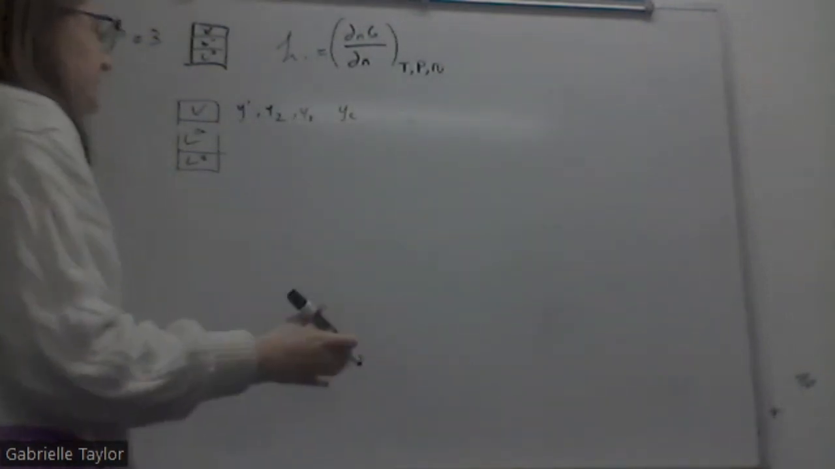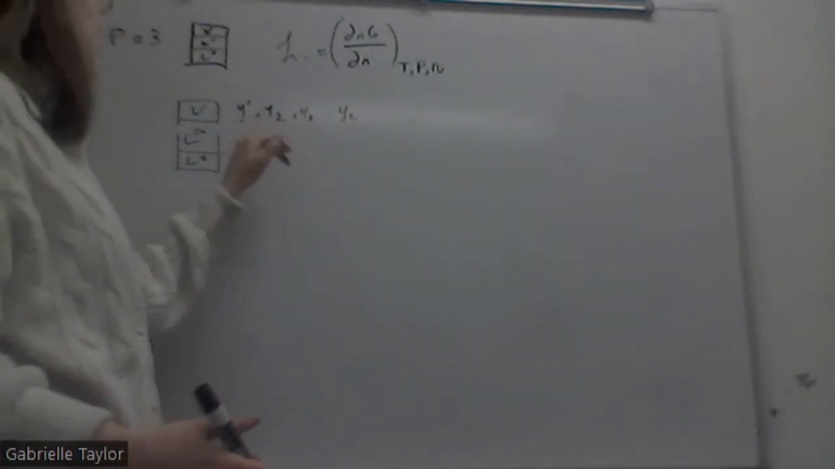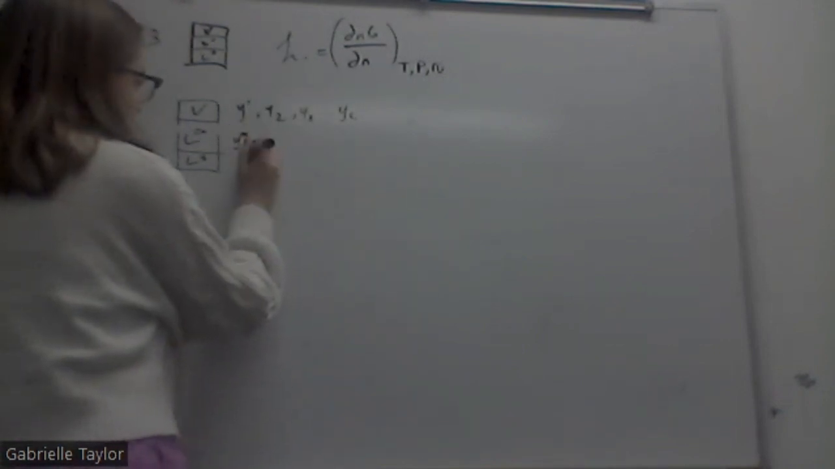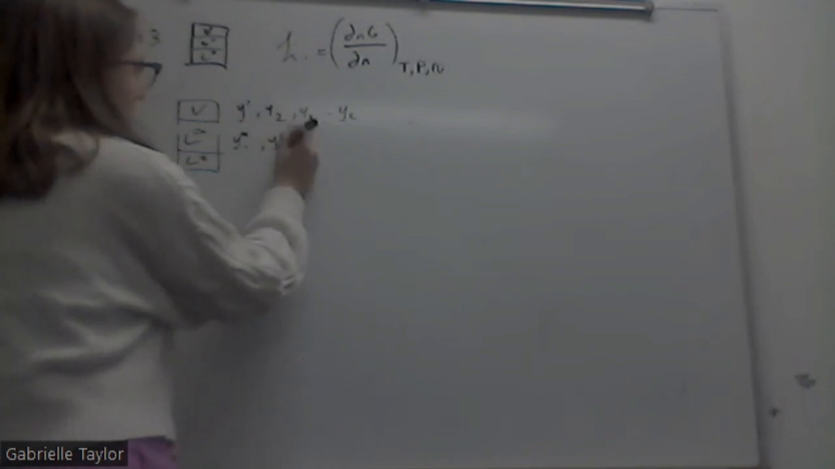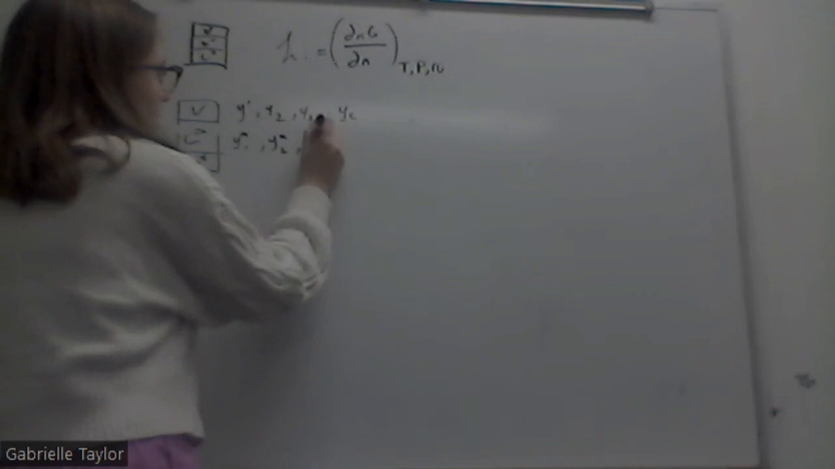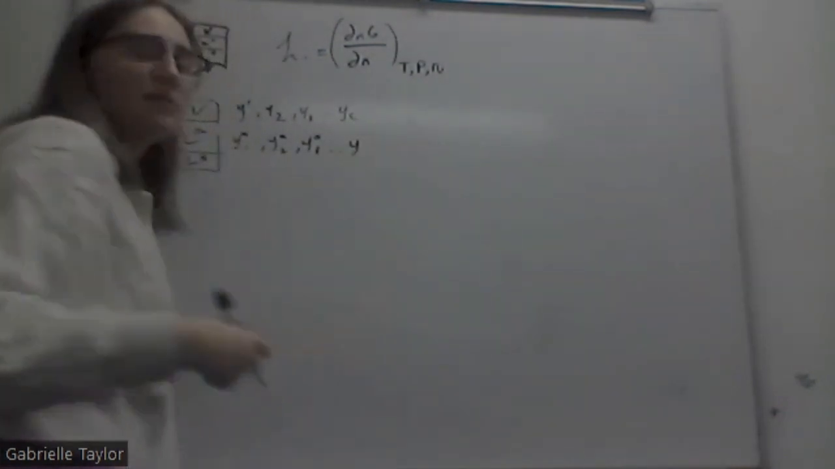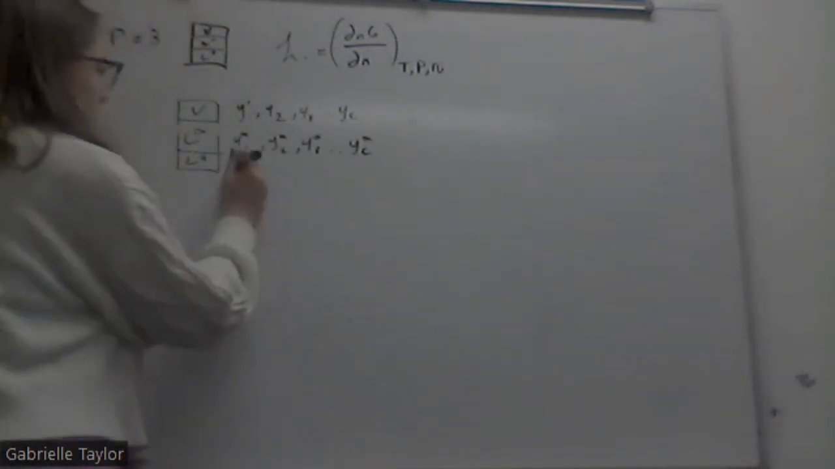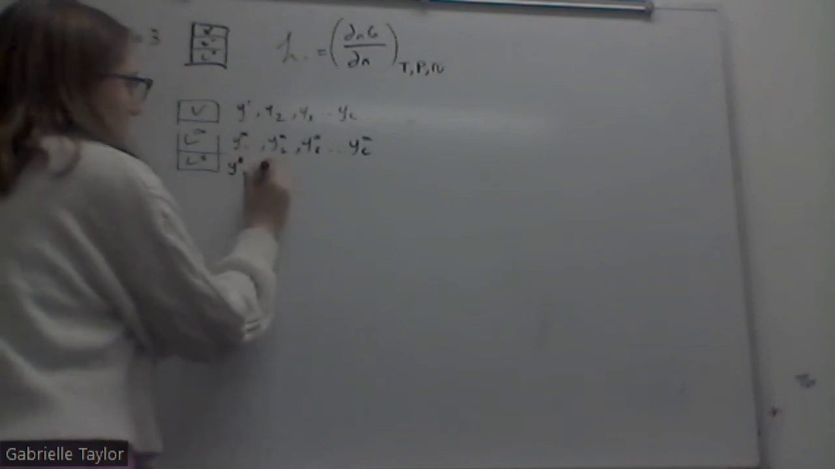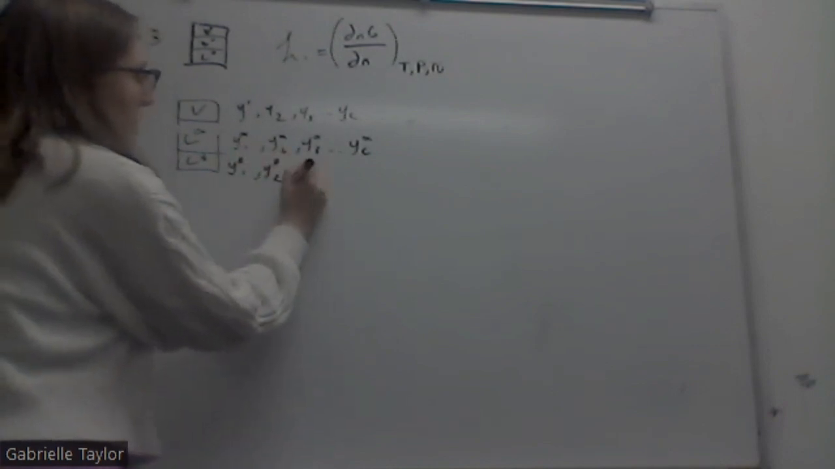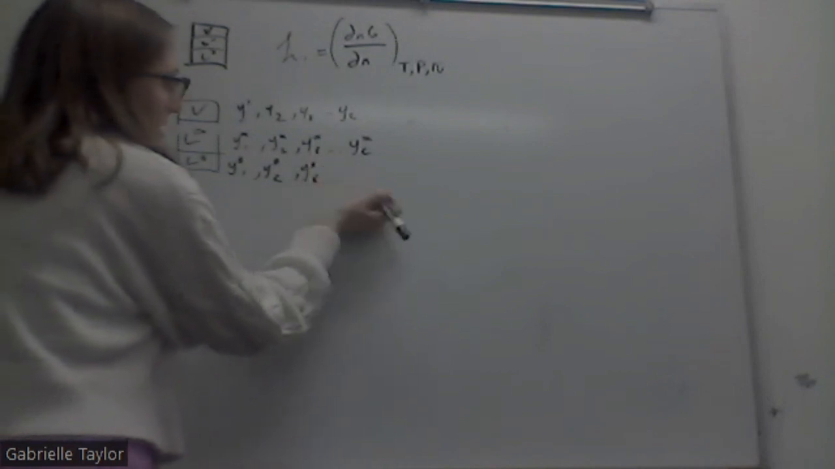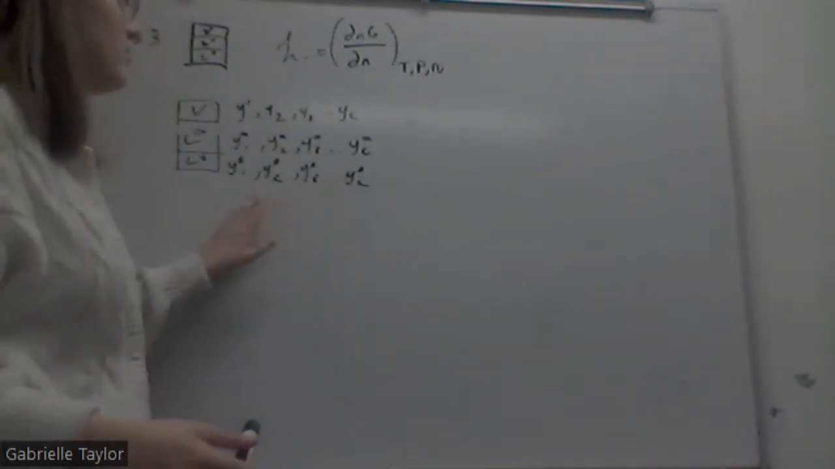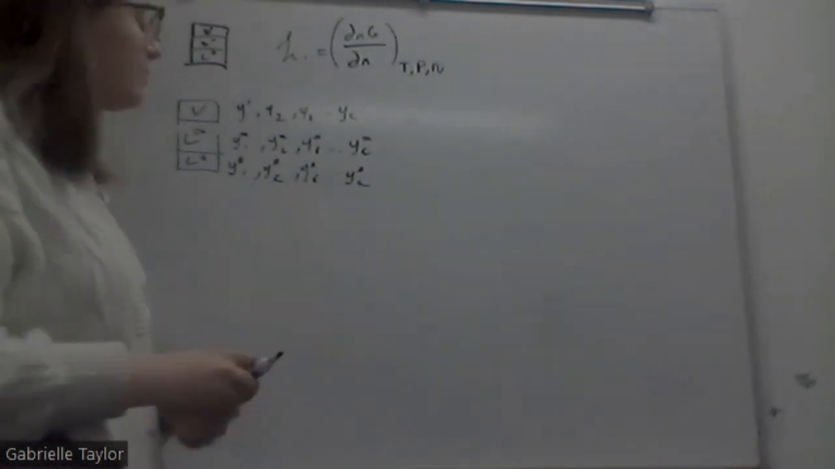How many components are in this? The number of components equals C. Then for the liquid alpha we're going to have y alpha 1, y alpha 2, and y alpha 3, and so on until we get to component C. So all the components equal C. We do the same thing for beta: y beta 1, y beta 2, y beta 3, up to y beta C. Again, all of these are equal to the amount C.